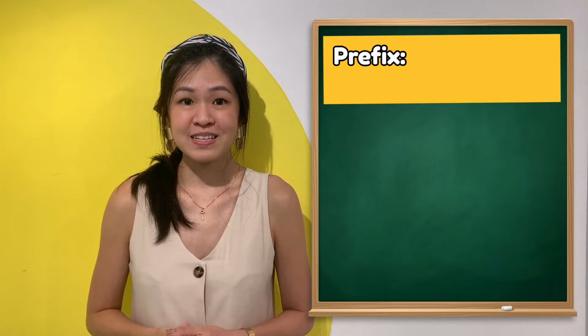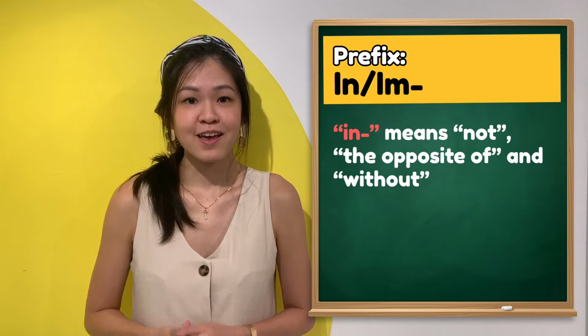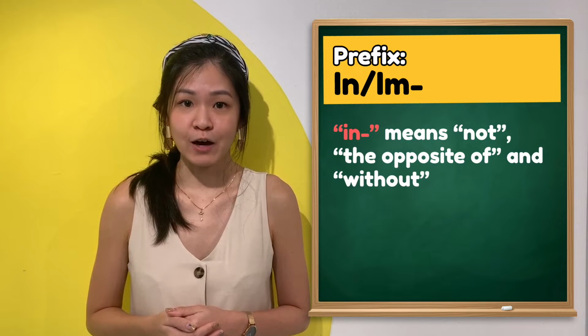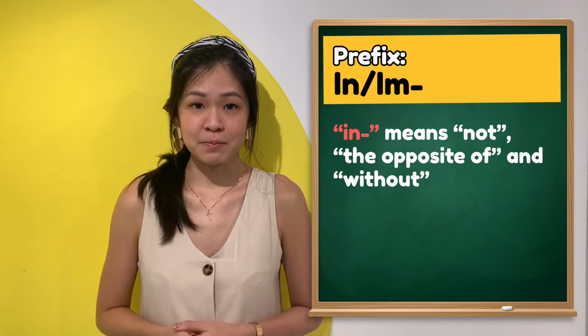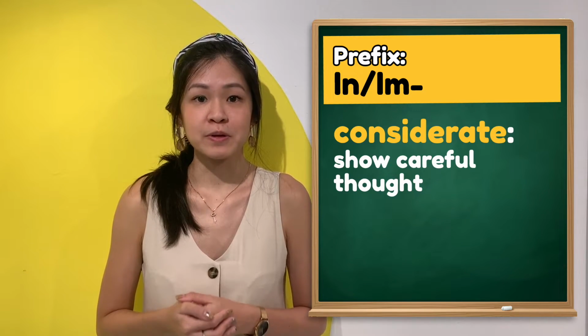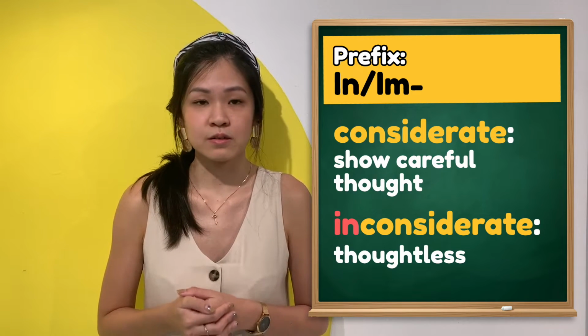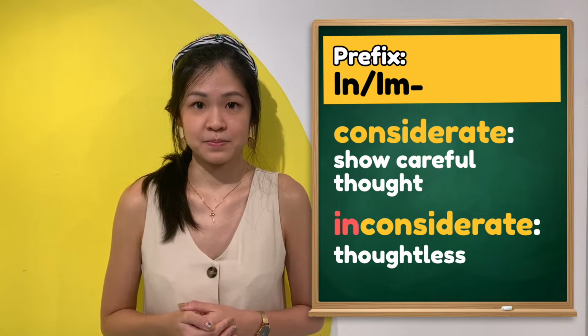Number 3, IN or IM, in or im. The prefix in means not, the opposite of, and without. For example, considerate means to show careful thought, while inconsiderate means thoughtless.